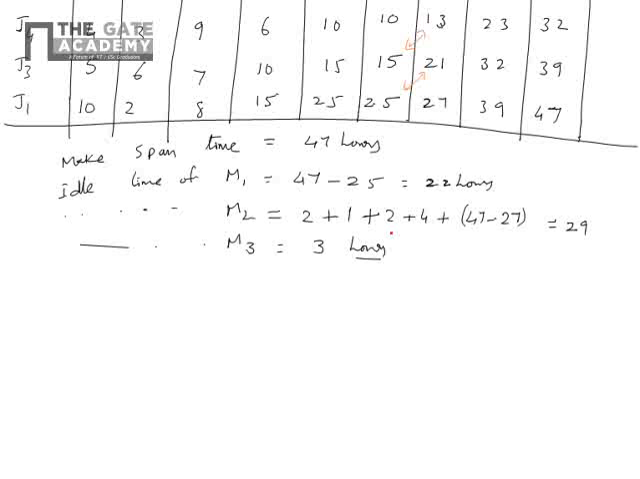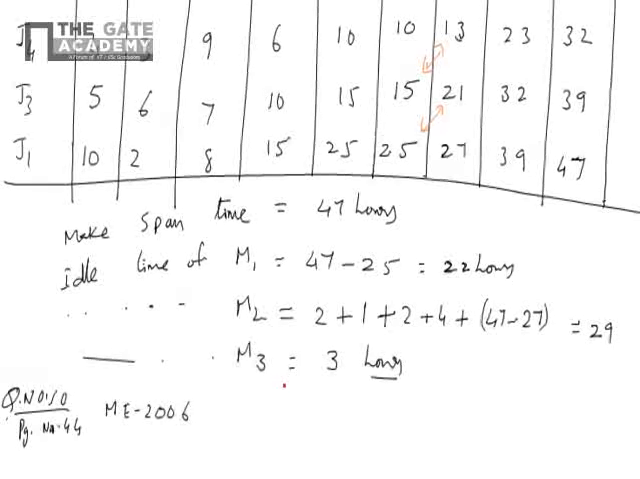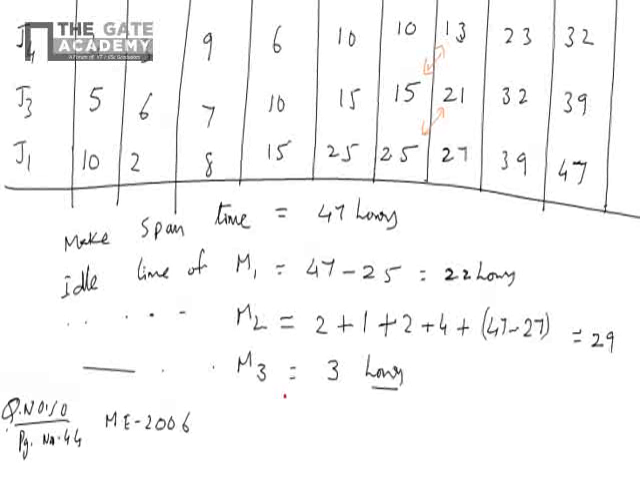So this is the way you need to solve problems with more than two machines. Next we will solve one GATE question. Question number 10, page number 44, ME 2006. It is a 2 marks question they gave in 2006.